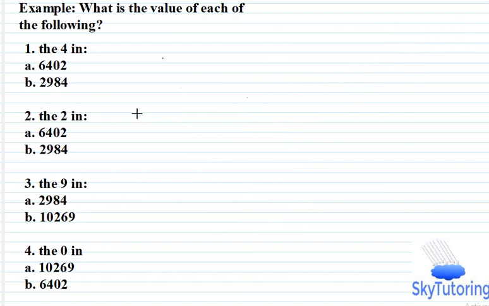All right, so number 4, what is the value of 0 in 10,269? What is the value of 0? So we have units, tens, hundreds, thousands. Okay, so what will be the value? The value of 0 will be 0,000.